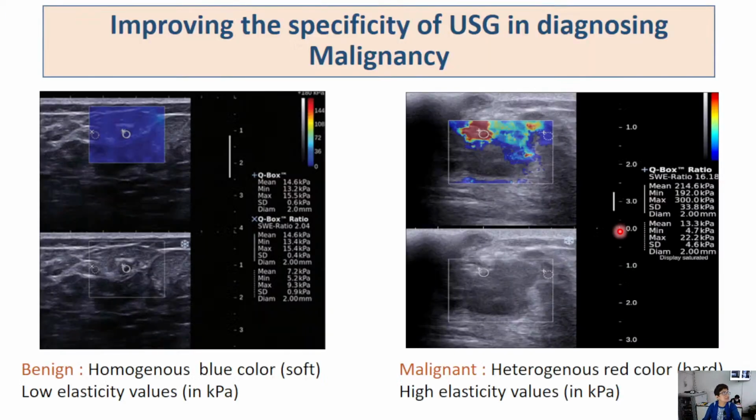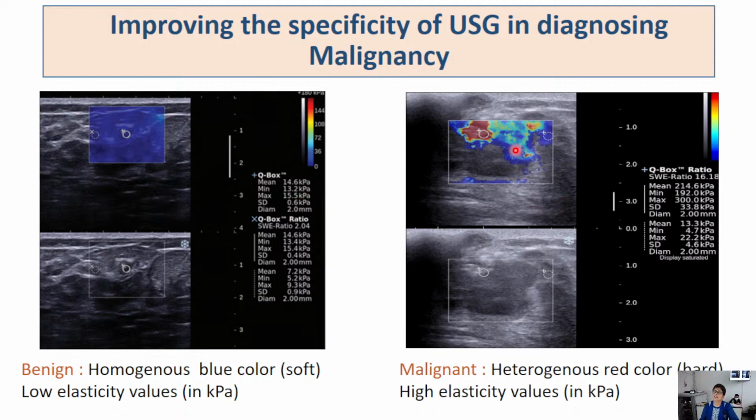So first thing is that it improves the specificity of ultrasound in diagnosing malignancy. So for example, this is a benign lesion. It's homogeneous blue in color, that is, it's a soft lesion, and it has got low elasticity values as is apparent from the Q box placed. Whereas this is a hard lesion.